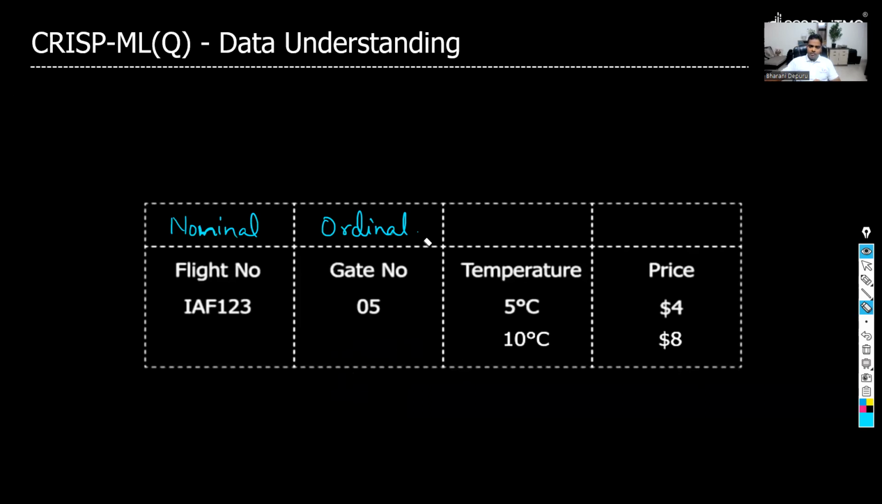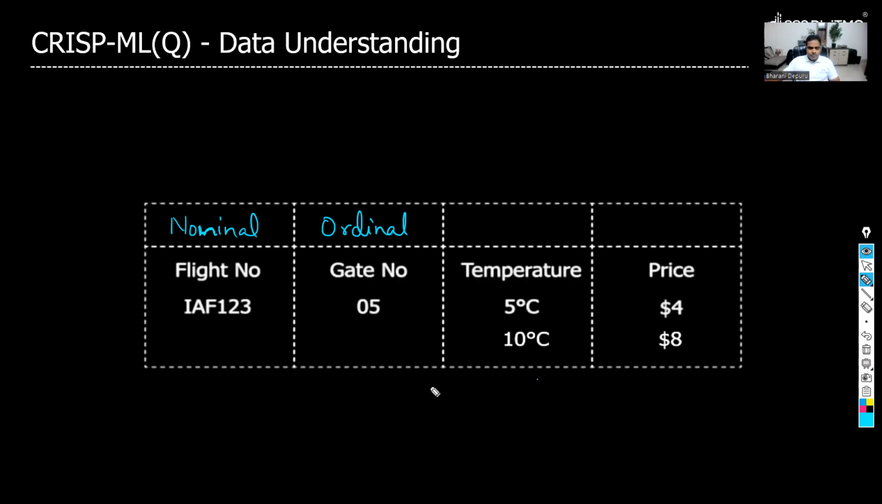Then we have temperature data. Now, I gave this example to my friend. My friend said, do you know that 10 degrees Celsius is twice 5 degrees Celsius? I said no. And he was a little agitated. I explained to him and then he was fine. So I'm sure a few of you might be wondering, hey, what is this guy talking about? But I'll try to demystify that in probably the next minute.